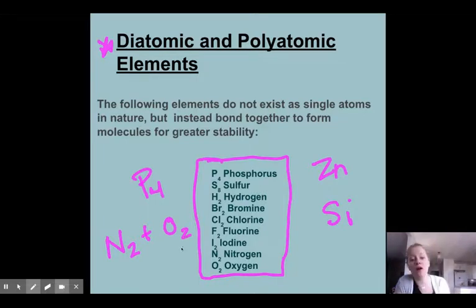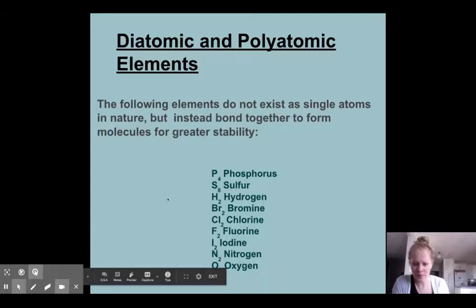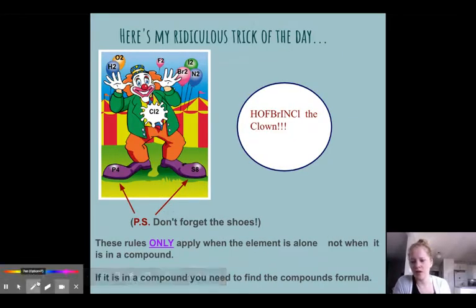Okay, so how do we remember this? This is a trick you actually learn in grade 10, and it carries through into Chem 20, and you keep using it all the way throughout whatever you decide to go into in chemistry. And that is a little trick we call Hofbrinkel the clown. I do not like clowns, but it's catchy, it works, and all our high school teachers use it.